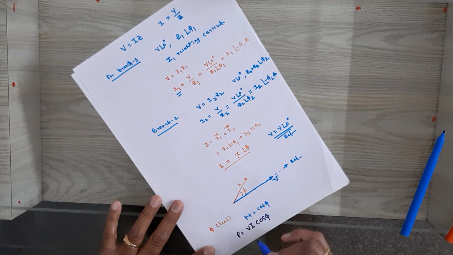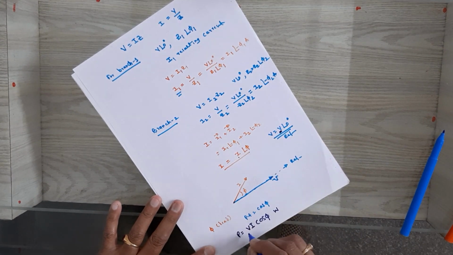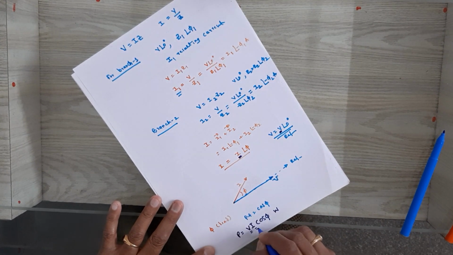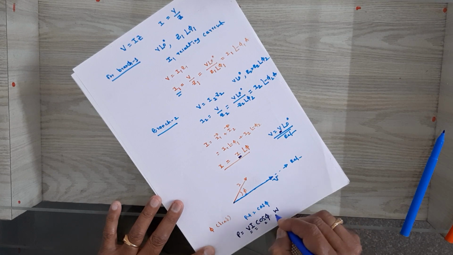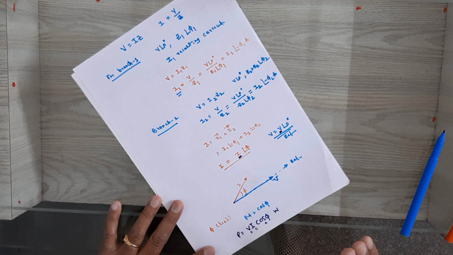We have got V, we have got I, we have got cos phi. While substituting in the power equation, you have to take only the magnitude, that is the value of V, value of I, and cos phi is already calculated here, that you have to substitute. Then what we are getting is the total power consumed in the circuit.